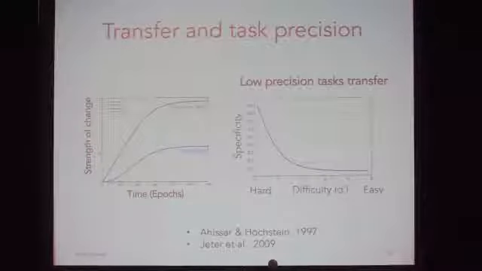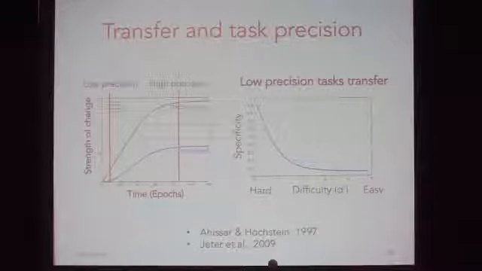And it also makes a prediction for task precision. So if you're doing a very high precision task, then you're going to follow these curves out all the way maybe to that red line there. So the input layer has changed a lot, so you're not going to transfer very well. Whereas if you're doing a low precision task, you essentially get to stop quite early, where most of the change occurred in the decision layer. And this has also been shown in a number of experiments.